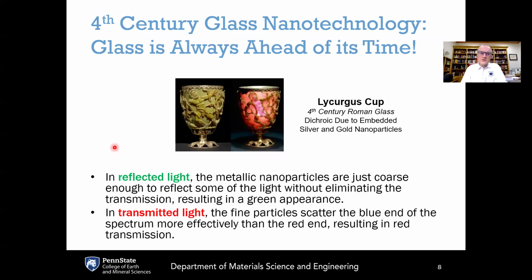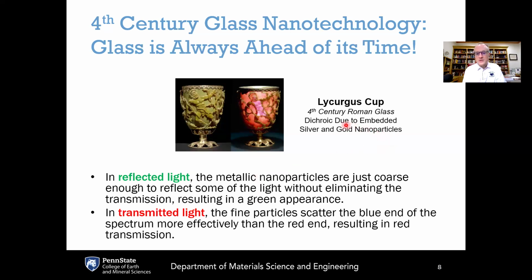Moving forward in time now to the 4th century AD, this is a famous glass cup coming from Roman times. This is called the Lycurgus cup. And the interesting thing about the Lycurgus cup is that it's dichroic. It exhibits two different colors depending upon how it is illuminated. And what you'll see on the left here is that it appears to be green in reflected light due to the presence of metallic nanoparticles that are just coarse enough to reflect some of the light without eliminating the transmission, which results in a greenish appearance.